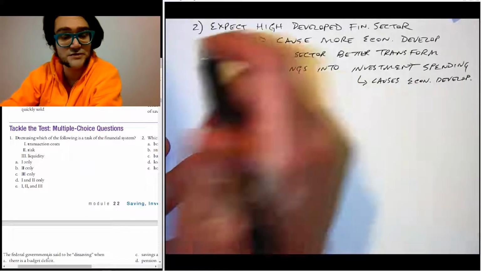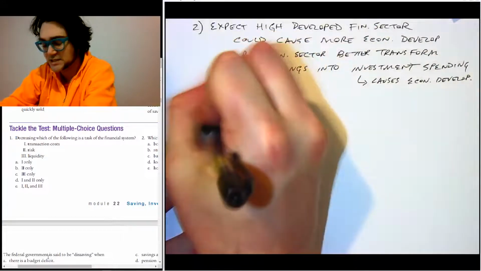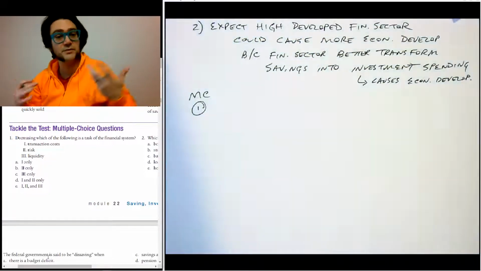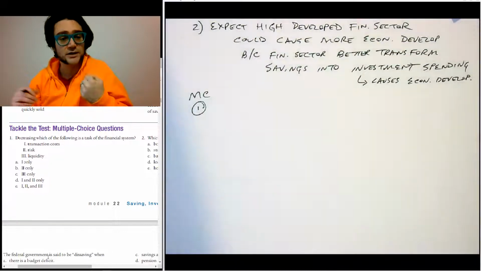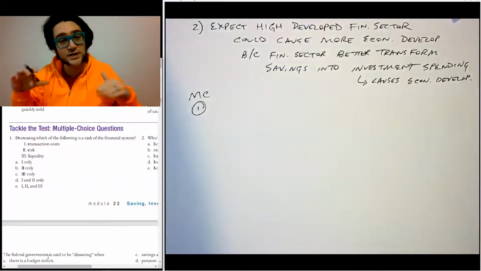Okay, let's take a look at some multiple choice questions. Decreasing which of the following is a task of the financial system? So the financial system, right, they want to reduce some things. Transaction costs is definitely one of them. They're trying to make it easier for money to be transformed into other things. So that's one. Risk is another one. They're trying to spread out risk and lower risk for individual parties.